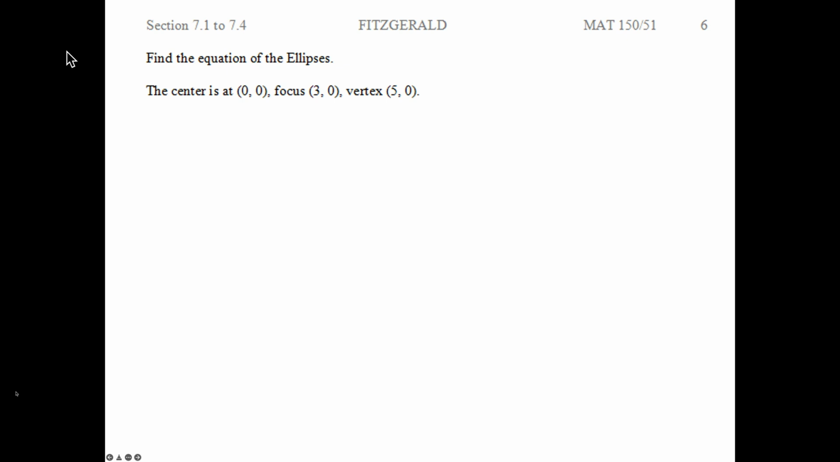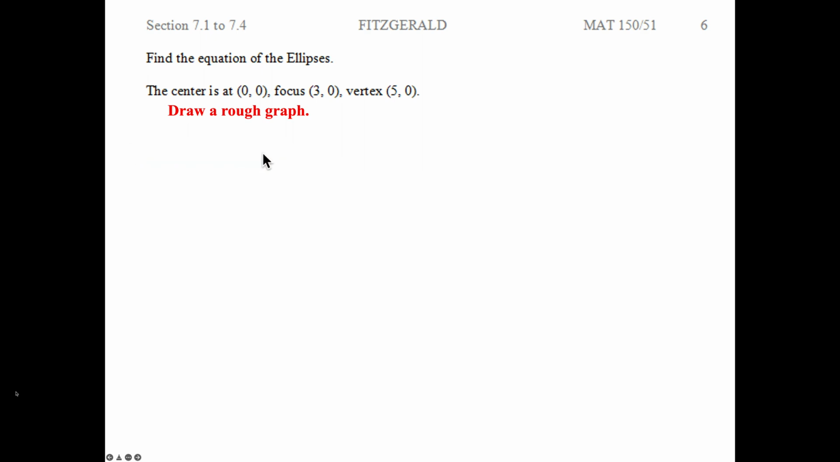Alright, so we're at 7.3, part 3 video. We're going to be giving bits and pieces of an ellipse, and we're going to have to come up with the equation. So just like we did with the parabola, we're going to want to draw a rough graph. So the center's at 0, 0. So no minus h, no minus k. We have a focus point at 3, 0, and vertex at 5, 0.